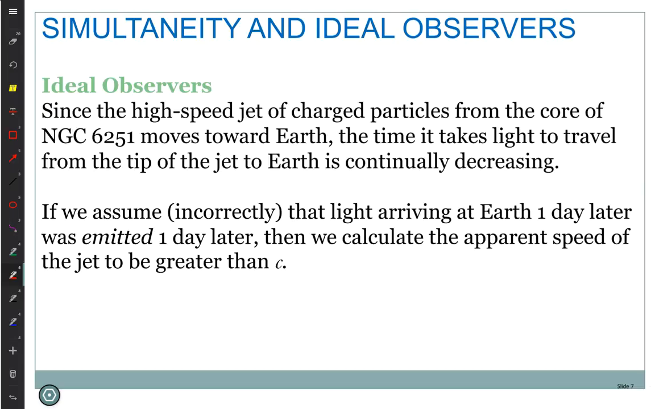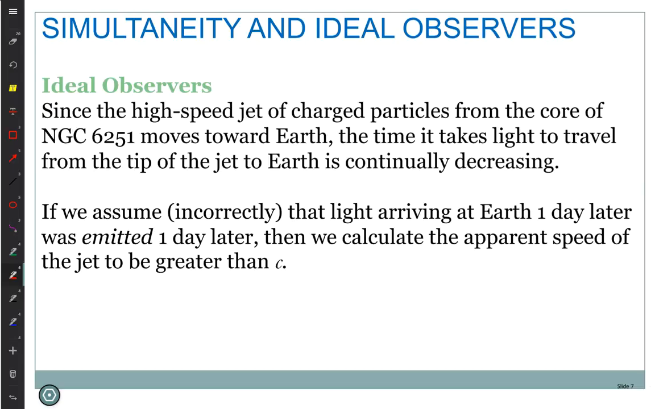NGC is New Something Catalog. I can't remember what the G stands for, but it's a catalog of different things in the sky. And so you have a jet of charged particles coming toward you, and those charged particles are giving off radiation.